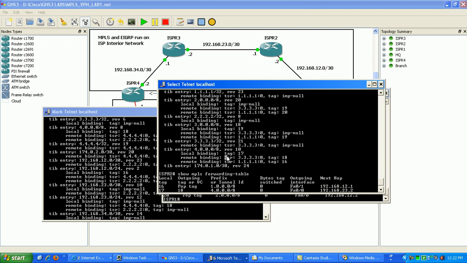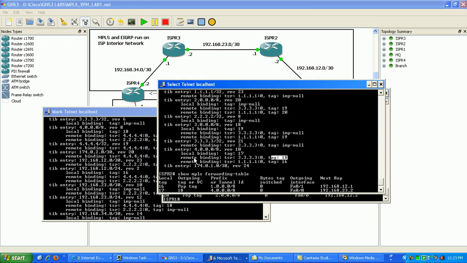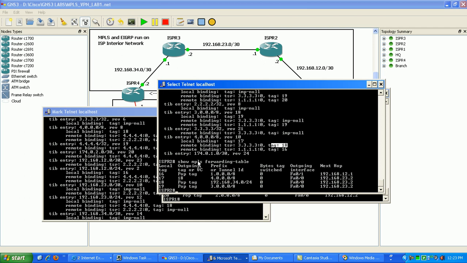It sees a tag of 18 given from router 3. And it gives this route a tag of 17. As you can see here, router 2 hands off the label tag of 17. And that's why ISP router 1 has the outgoing tag of 17, because that's what ISP router 2 is giving it. So if we look at the forwarding table on ISP router 2 for the forward network, okay, it's given it a local tag of 17, which we saw here, local binding 17, and it's sending that prefix to router 1. However, it is choosing the tag of 18 to send it.